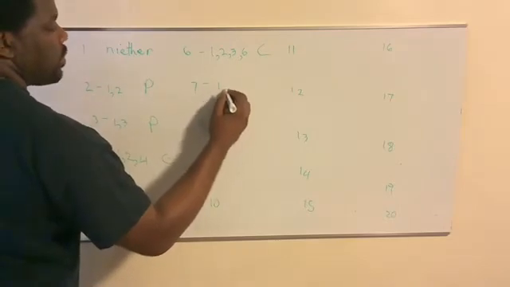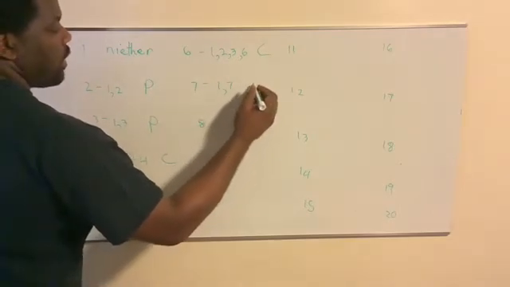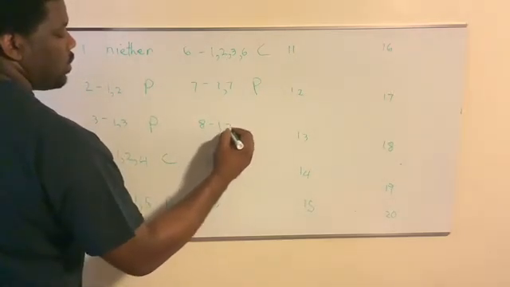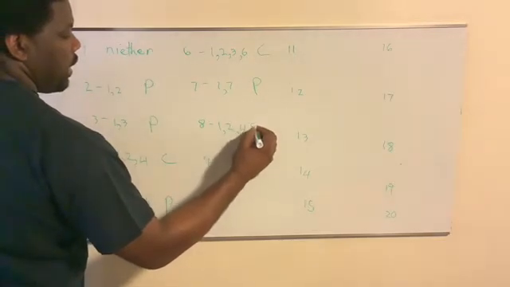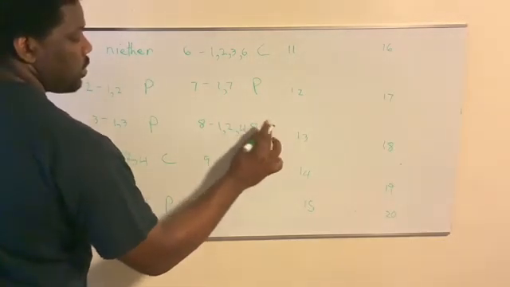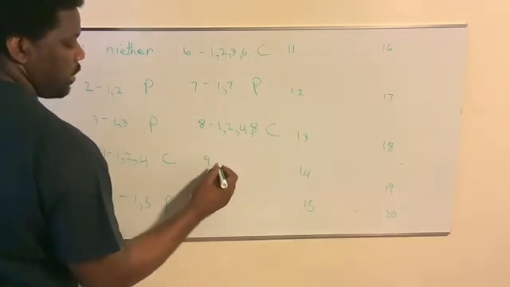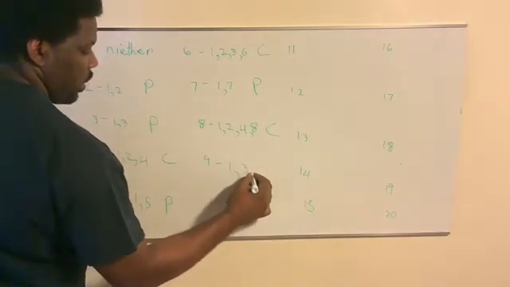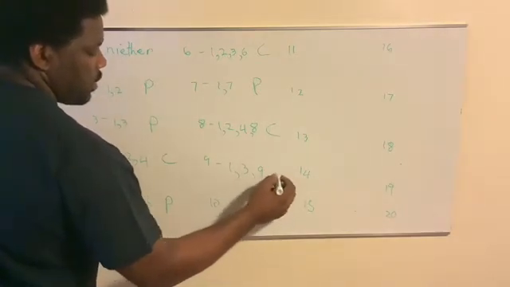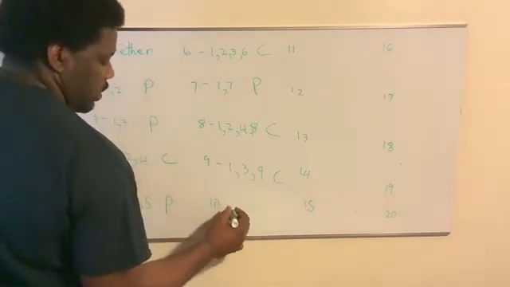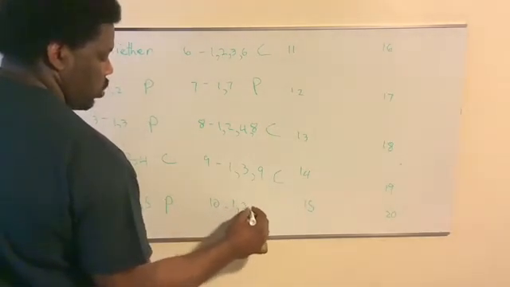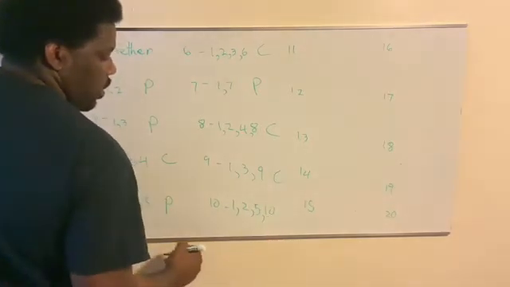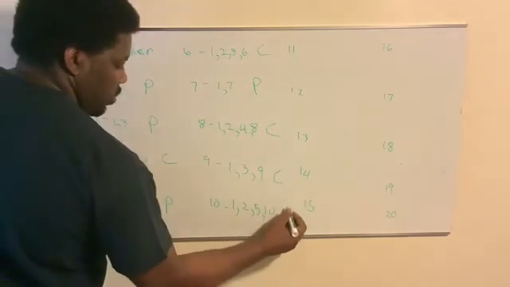7 is prime. Just 1 and 7 as its factors. 8 is composite. 1, 2, 4, and 8. 9 is composite as well. 1, 3, and 9 as factors, so it's composite. 10 is composite. 1, 2, 5, and 10 are the factors of 10, so it's composite.